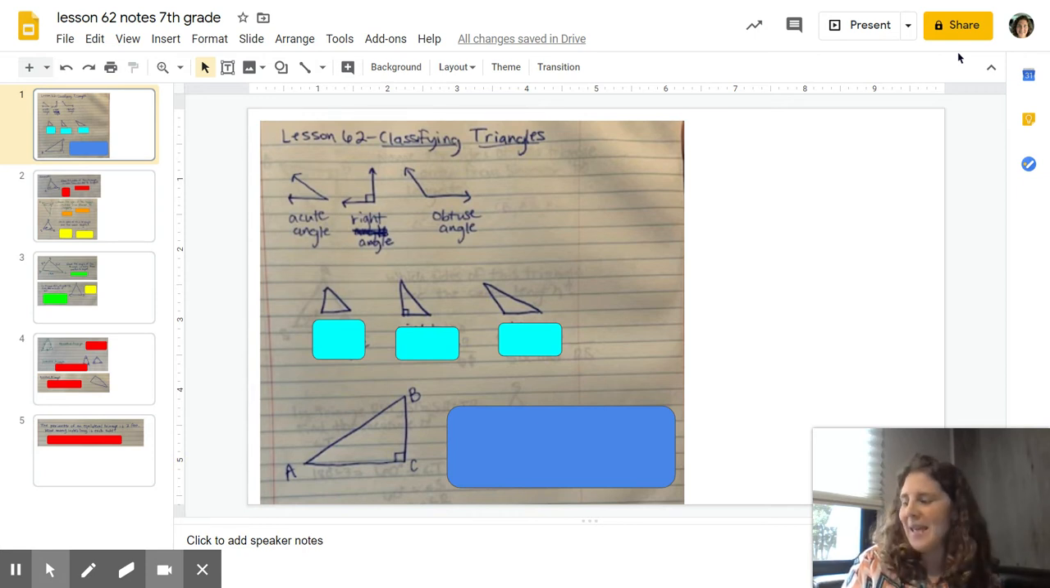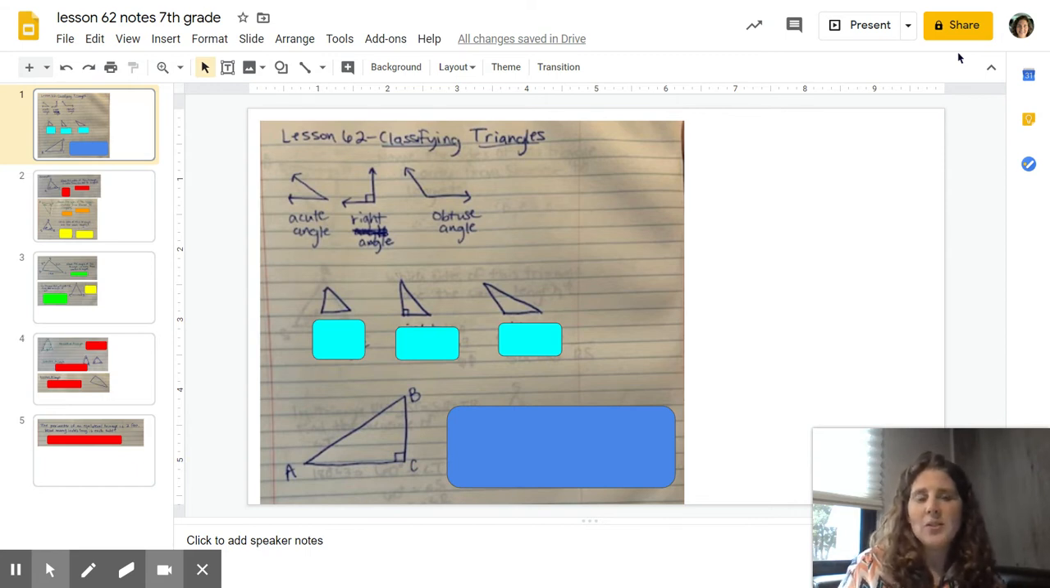So today it's going to be a little bit different, and I know you see a lot of things on my screen, but I haven't figured out how else to present it where I can move these little colored boxes. So we'll see. Anyway, this lesson is 62, and it's classifying different triangles.